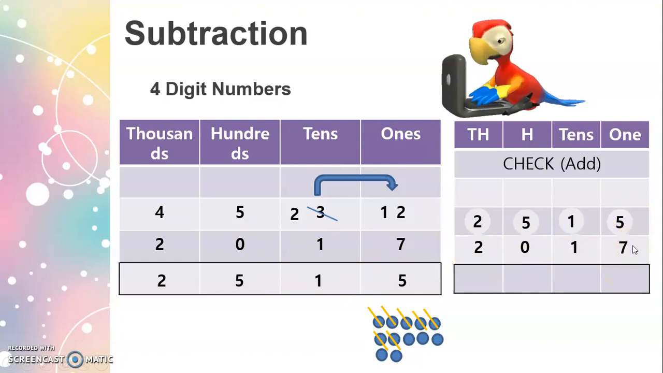5 plus 7 is equal to 12. 2 will come here and 1 is carry over to tens column. 1 plus 1 plus 1 is equal to 3. In 100 column, 5 plus 0 is equal to 5. In 1000 column, 2 plus 2 is equal to 4. This answer should be equal to this first line. Let's see, 4532. 4532. It's equal to this number. It means we have solved the question correctly.